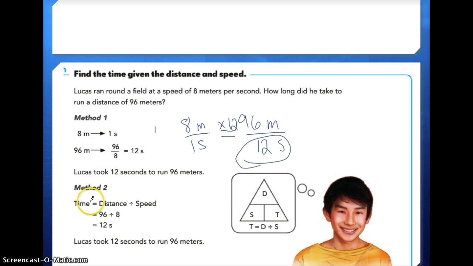The second way to do it is we can use this formula of time equals distance divided by speed. And so we can look and see what they did, if you remember formulas. So it's 96 divided by 8, and that equals 12. So that works also. Okay, let's try another.